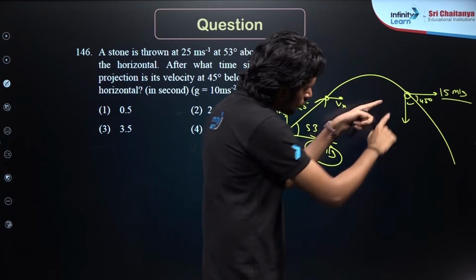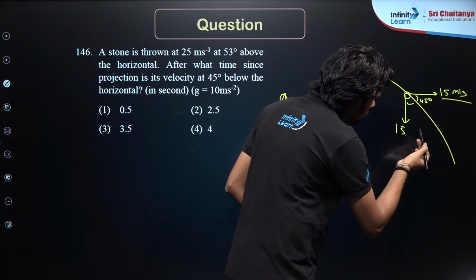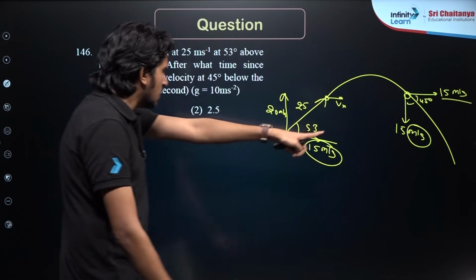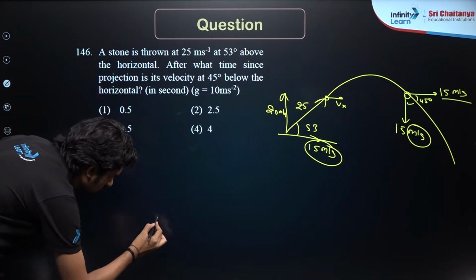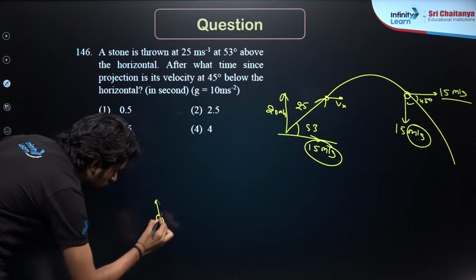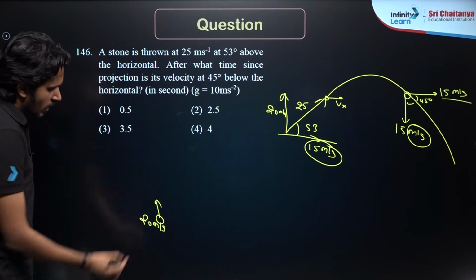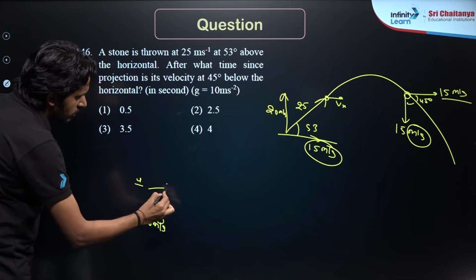Okay, for 45 degree angle it also should be for 15 meter per second. Okay, then we need that time. So let's say you are throwing this object with 20 meter per second in the upwards direction. After 1 second velocity will be 10.